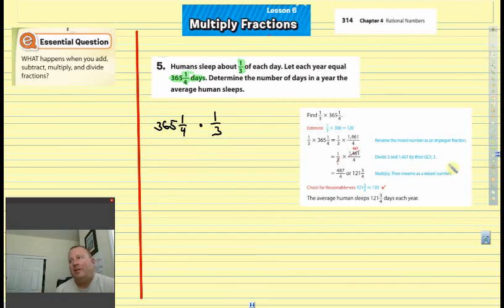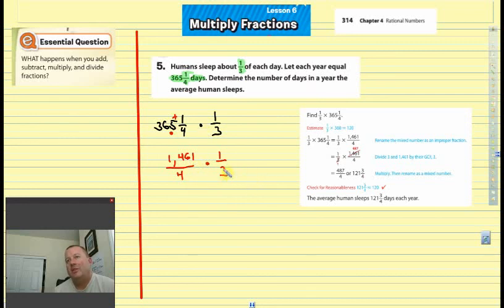Well, remember how I told you you got to get rid of that mixed number. 4 times 365 plus 1. Okay? 4 times 365 plus 1 is going to give you roughly 1,461 over 4. And then we're going to multiply it times 1/3. Oh, I really hope that 3 can go into 1,461. Well, guess what? It does.